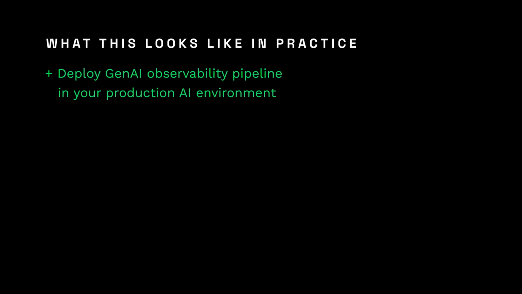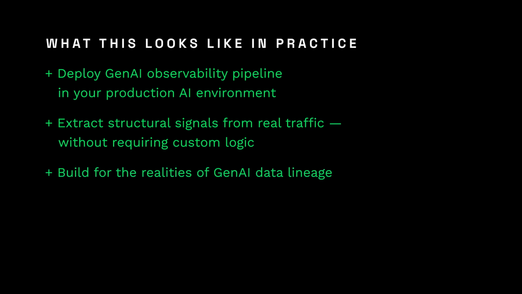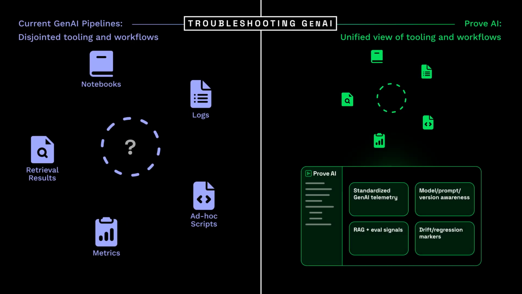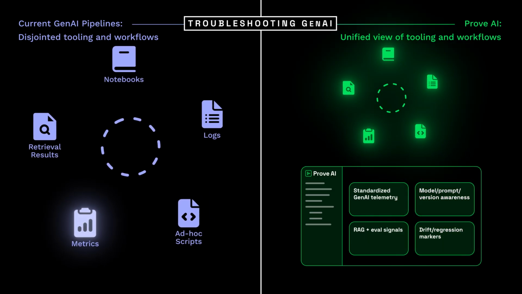You'll deploy a Gen AI observability pipeline in your own environment and watch how real requests flow through it. As those requests execute, we extract structural signals that can be analyzed over time without requiring deep custom logic in every service. The goal is to work with real traffic and real behavior, so you can decide whether this model of observability fits how your team builds and operates. Now, I'm going to switch over to the Prove AI GitHub repository to show you exactly what version 0.1 includes.